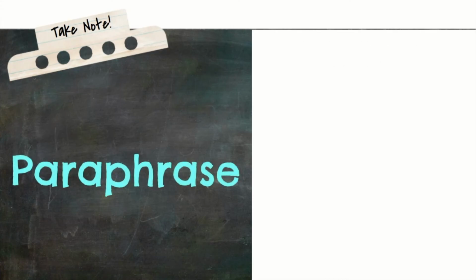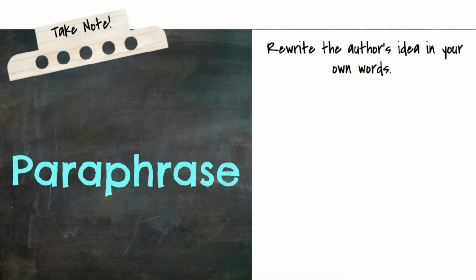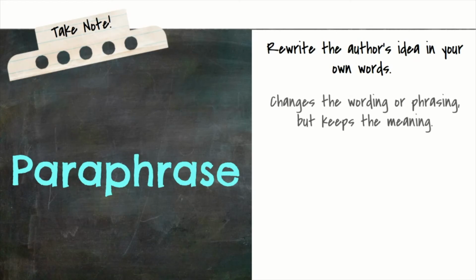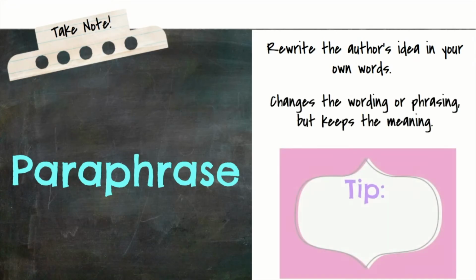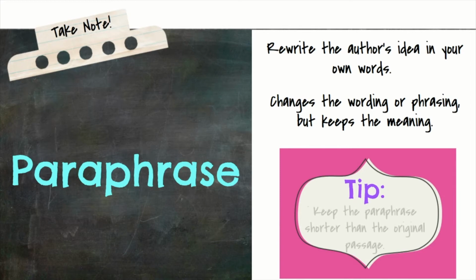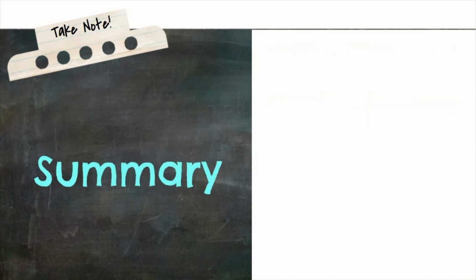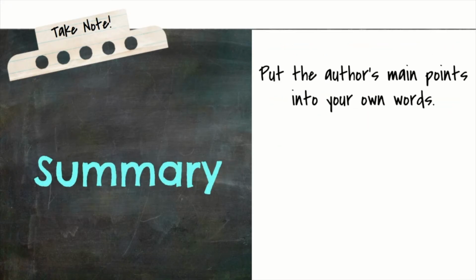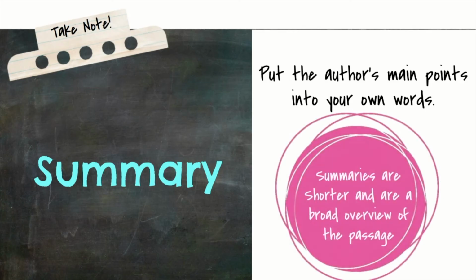Second, you can paraphrase the author. You rewrite the author's ideas in your own words. You change the words or phrase, but keep the same meaning. A good tip on this is to keep the paraphrase shorter than the original passage. And finally, just summarize it. Put the author's main points into your own words. Summaries are shorter and often are a broad overview of the passage.